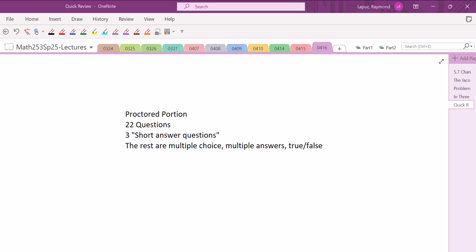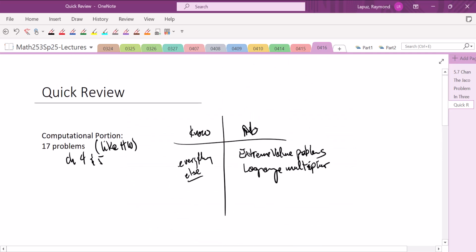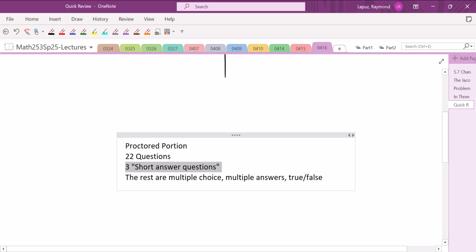There'll be 3 of them, and then the rest will be multiple choice or multiple answers or true false. So if it's a circle, then it's only one answer. If it's a box, then you could have like 2 or 3 different answers. So that's my quick review of what's going to be on the test. You do have multiple chances, right? There's 3 chances for the computational portion, and there's 2 chances for the proctored portion.